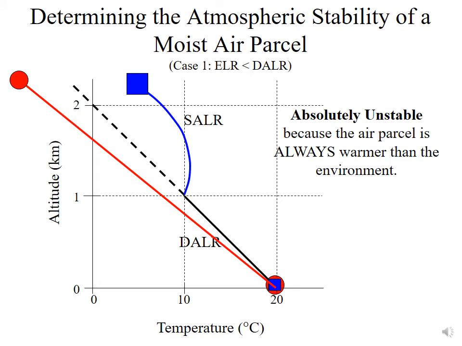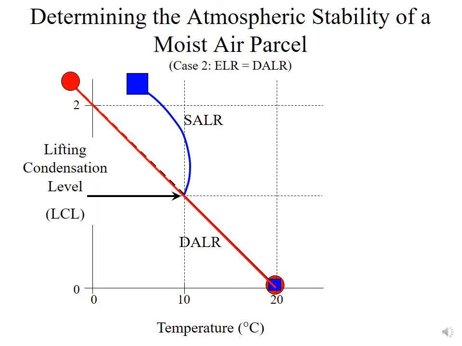So in this case, it's going to be absolutely unstable because the air parcel is always warmer than the environment. It doesn't matter if it's 10 feet off the ground or 2 kilometers off the ground. The air parcel in this case is going to be warmer than the environment, which makes it accelerate away from its original location.